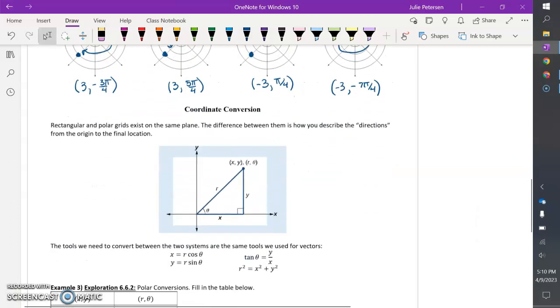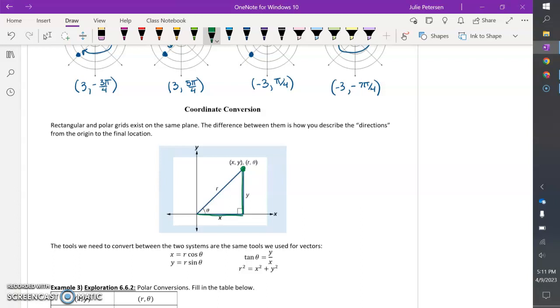So keeping that in mind, we're going to talk about coordinate conversion. So going back and forth between rectangular coordinates and polar coordinates. They really exist on the same plane. The difference is sort of how you describe how you get to that one point. So like this point right here is a point that we could either think of as, well, you go over x and up y. And that's sort of like city blocks.